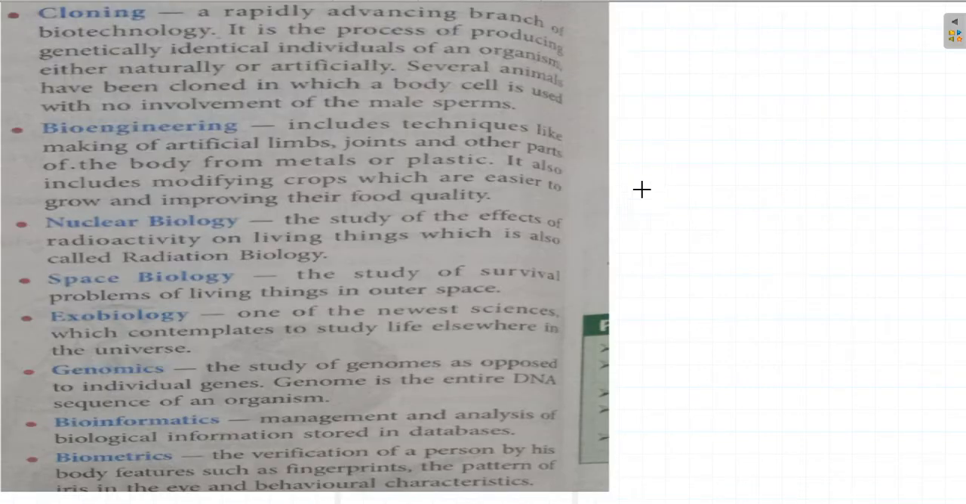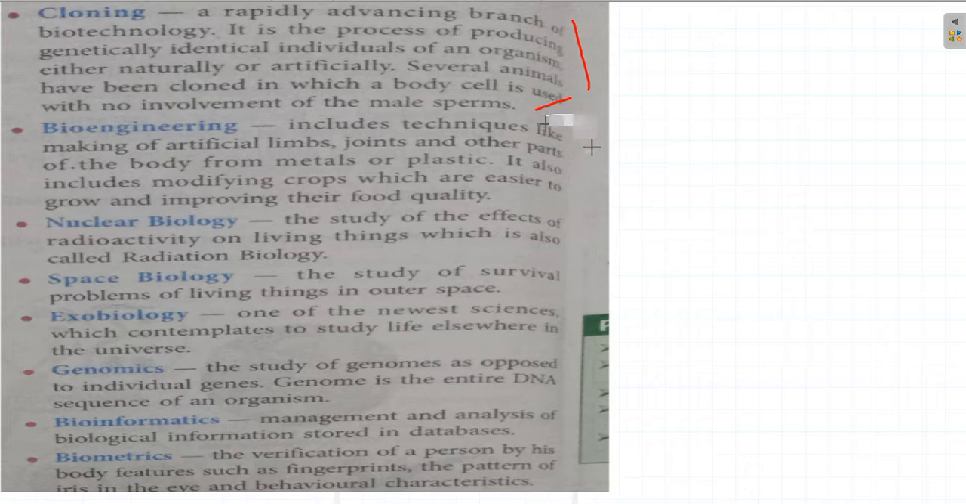Next is cloning. Cloning, I already know. It is an advancing branch of biotechnology. It is the process of producing genetically identical individuals of an organism, either naturally or artificially. Right? With no involvement of the male sperms, animals can be produced.